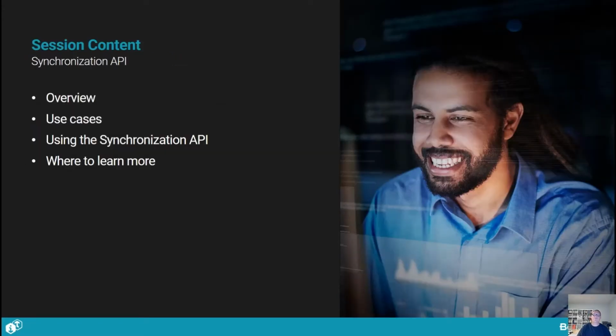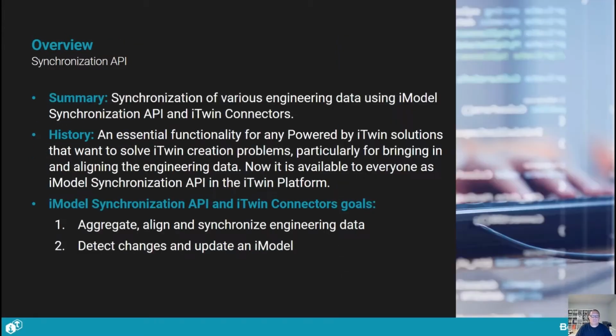In this session we will learn about the Synchronization API, why it exists, what it is doing, and its connection to connectors. Next we will review some use cases of the API, and I will follow this up by a demo where we will focus on the manifest workflow. At the end, I will give you some resources where you can find more information about the Synchronization API and all the other APIs that iTwin platform has to offer. Let's start with a general overview.